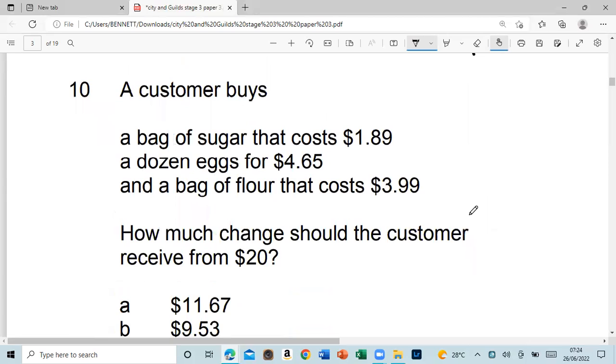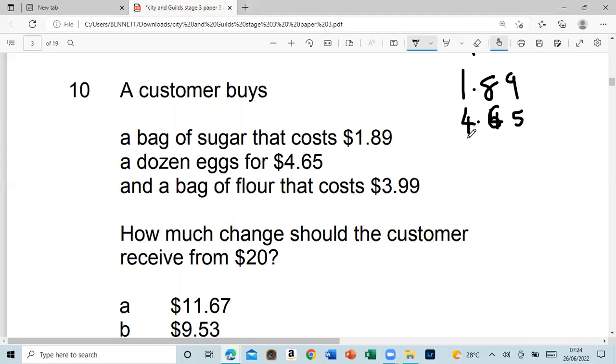A customer buys a bag of sugar that costs 1.89, a dozen eggs for $4.65, and a bag of flour that costs... How much change will you receive from $20? So first we need to add up our total going by. Remember, no calculator allowed, so you have to put decimal point on the decimal point. You have to know it, right?